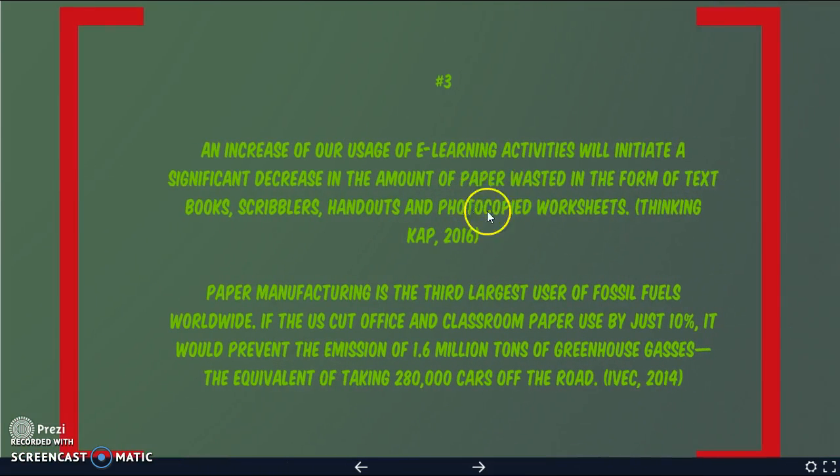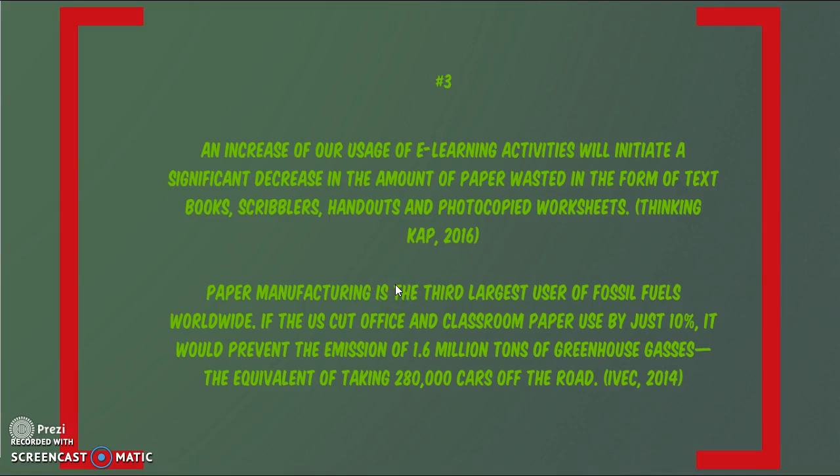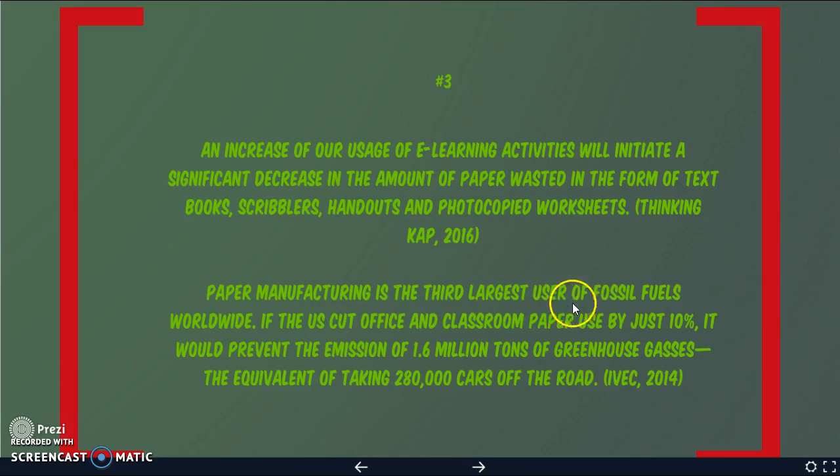And lastly, and I think maybe the most important one, if we're using e-learning activities like Google Classroom, we're using a lot less paper, so there's no need for textbooks and scribblers and handouts and photocopied worksheets. So we're reducing our paper, since it's the 3rd largest user of fossil fuels, we can reduce our greenhouse gas emissions by millions of tons. And this is a cool line. If the U.S. cut paper use by about 10%, it would prevent the emission of 1.6 million tons of greenhouse gases. It'd be like taking 280,000 cars off the road. That's a staggering number. That blew me away when I read that.